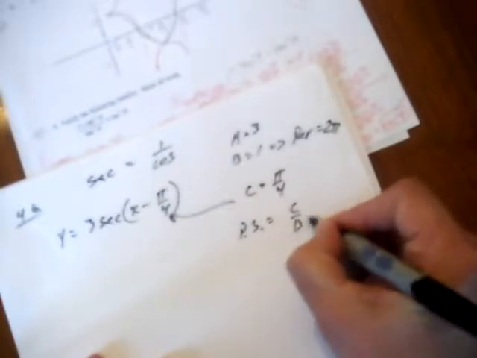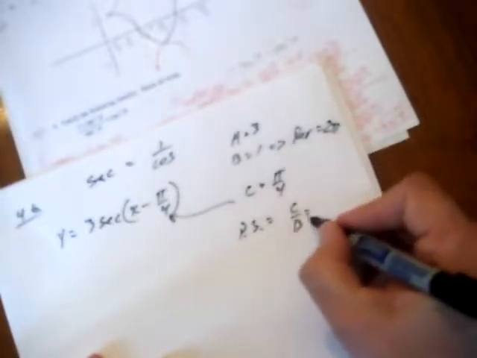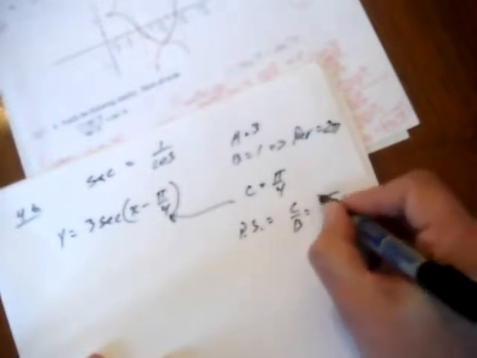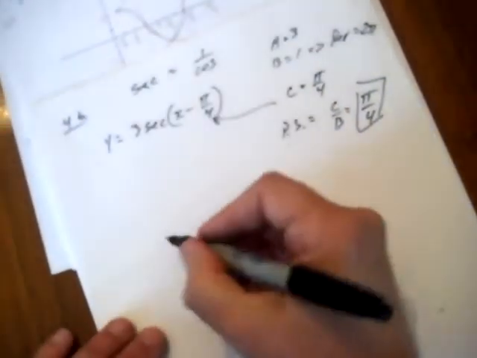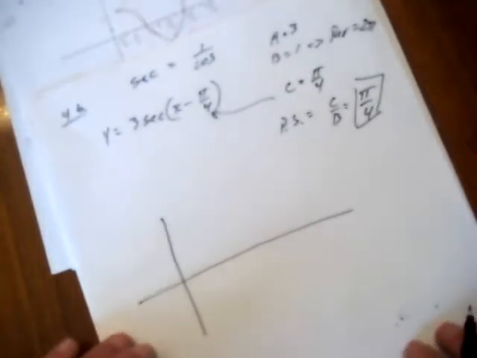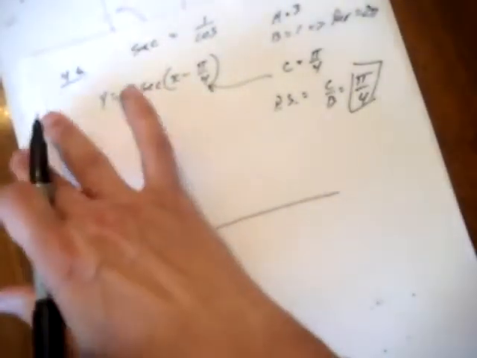c over b, where b is 1, so pi over 4 is my phase shift. And that's what you have to start with. So we are graphing the cosine function with the shift of pi over 4.